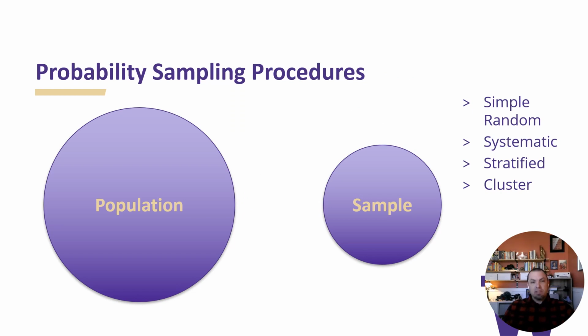So probability sampling procedures, there are three types. There's simple random sampling, systematic sampling, stratified sampling, and cluster sampling. So we'll go over each of those.